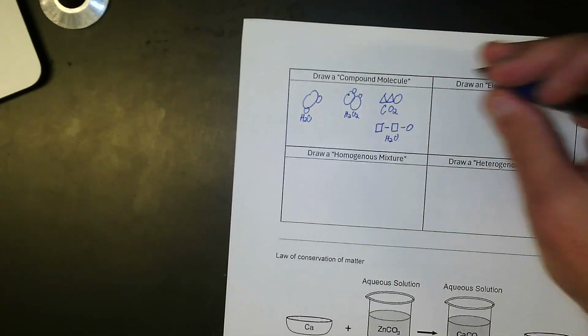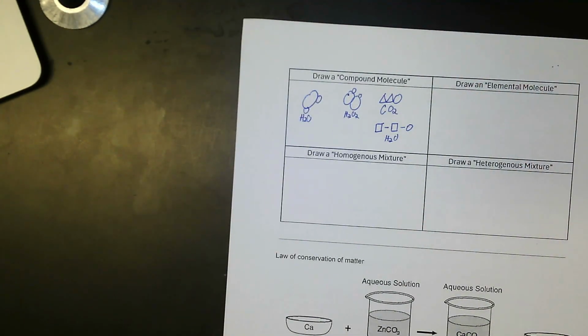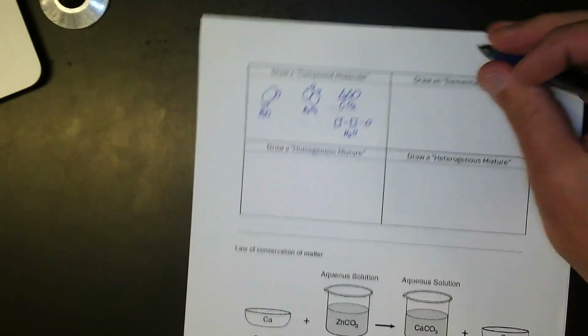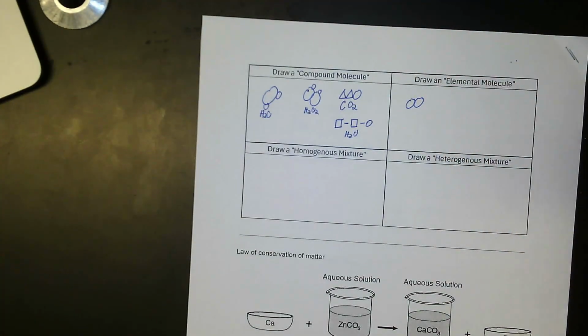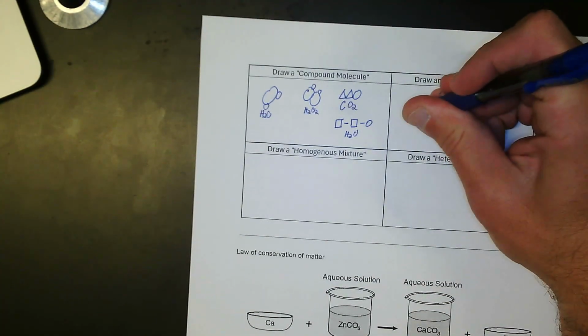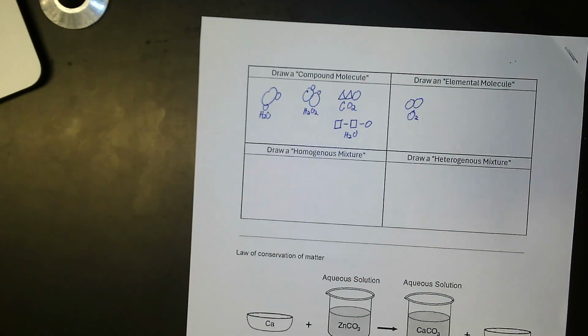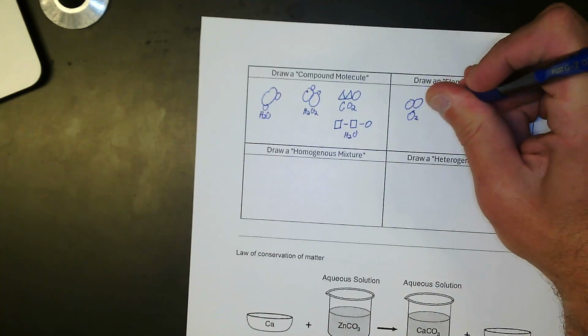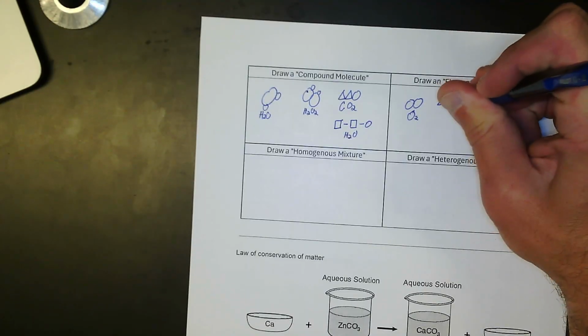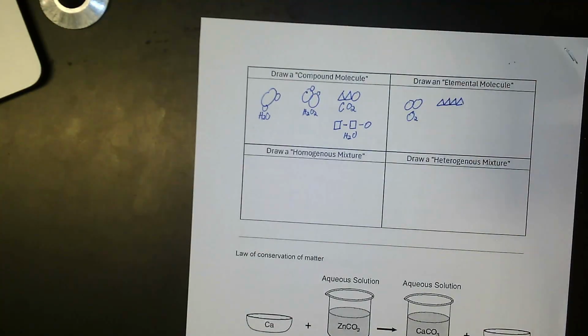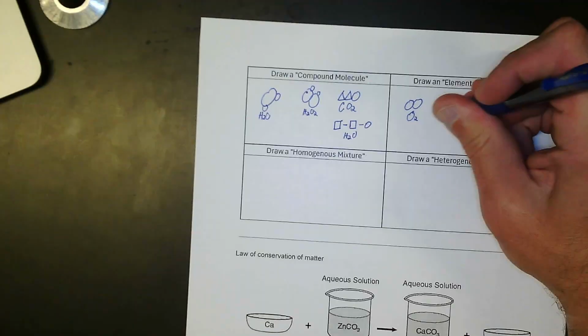Elemental molecule. The same element two or more times. So you might have OO, that could be O2, could be H2, could be anything. You might have triangles. What could that be? S4 maybe? S4.